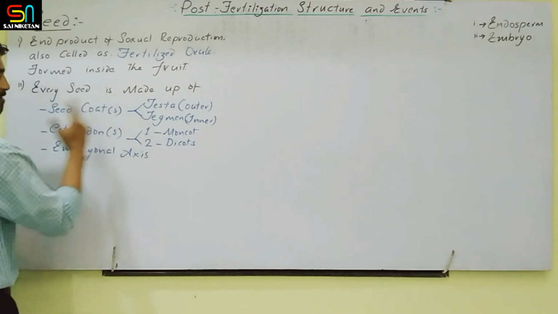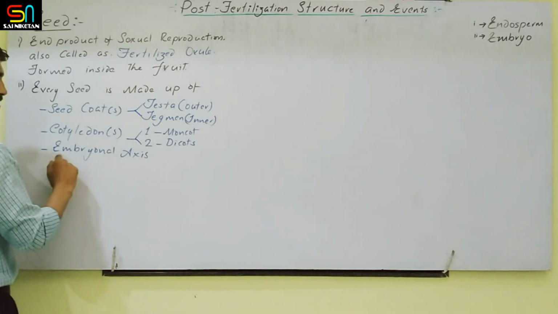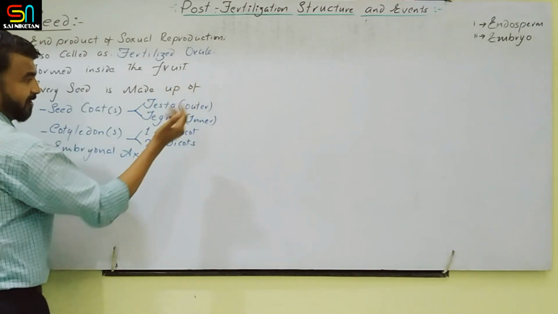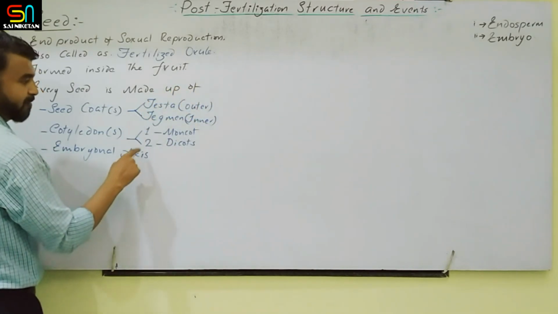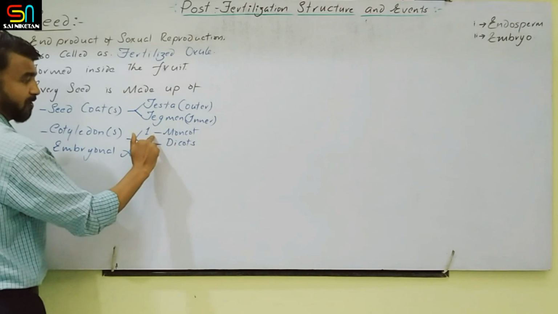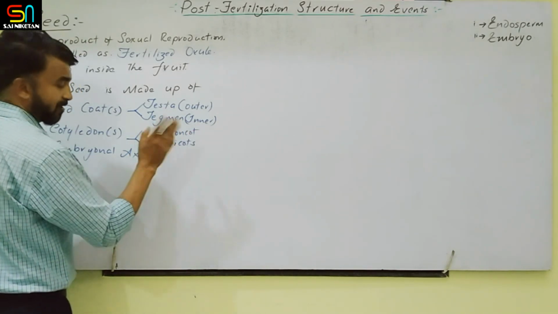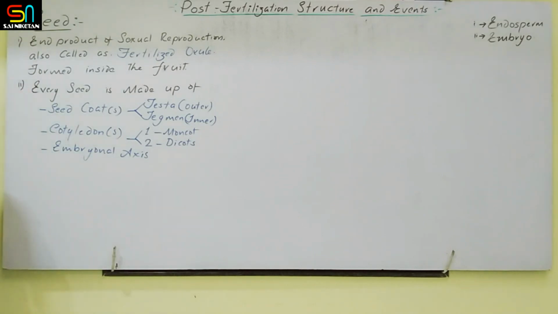Only these terms are given in the textbook. Every seed is made up of seed coat, cotyledon, and embryonal axis. In the seed coat, the outer layer is called the testa, the inner layer is called the tegmen. If it contains only one cotyledon, it is a monocot; if it contains two cotyledons, that is nothing but a dicot.